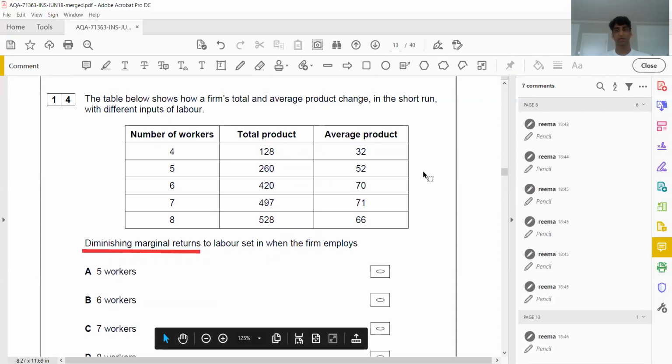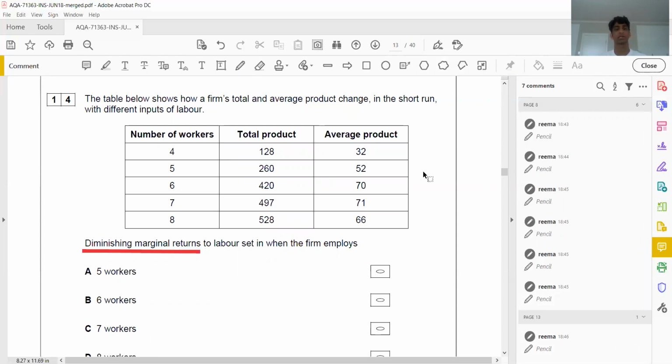First of all, you have to ask yourself, what is that? Diminishing marginal returns is when a firm experiences a decline in the marginal product when an additional unit of labor is added. The problem is we haven't been given marginal product. Before we can do that, we need to first think, what is marginal product? Marginal product is the change in total product when you add an additional unit of labor. And what we're looking for is the marginal product to fall.